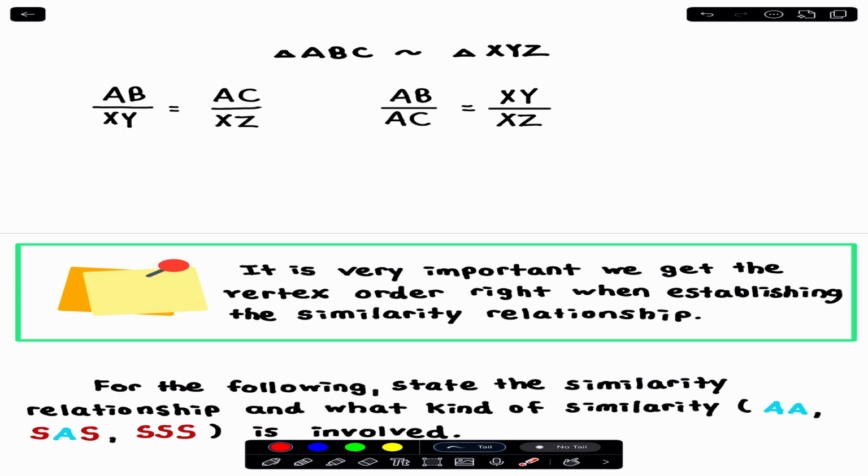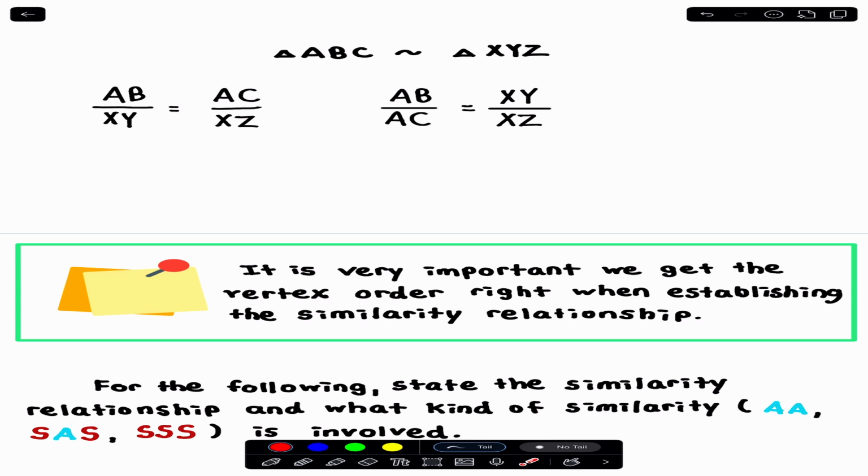What we can do next, how do we get this ratio over here? Well, let's say we took AB, and then let's say now we take the first and the third, AC. That's how we get AB over AC. Since we took the first two letters here, we need to take the first two letters here, XY. Since we took the first and the third letters here, we need to take the first and the third letters here, XZ. And that's how we get this ratio, XY over XZ.